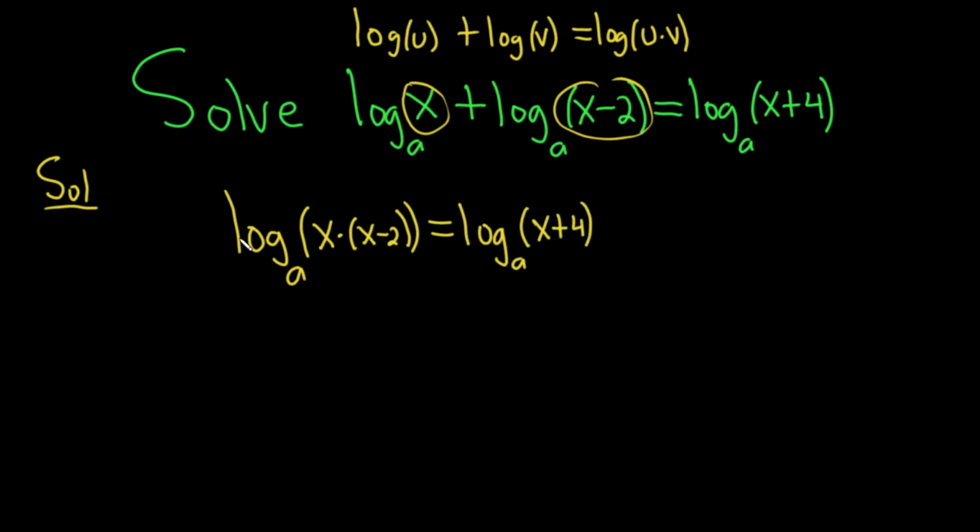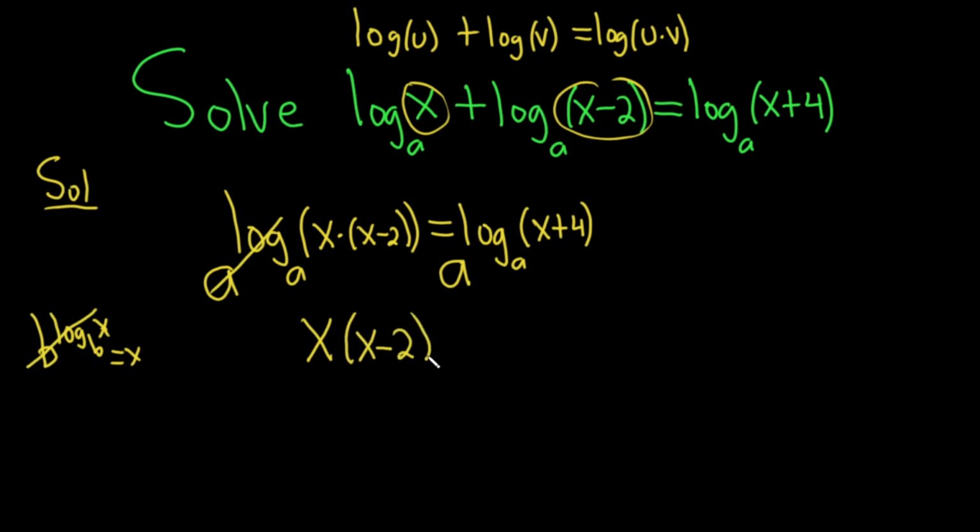Now we need to get rid of the log. So what we can do now is exponentiate. Recall if you have b to the log base b of x, that's just equal to x because the bases are the same. Here the base is a, so we'll exponentiate by putting an a here and an a here. And just like they cancel in the formula, they will cancel in our problem. So we have x times x minus 2, and that's equal to x plus 4.